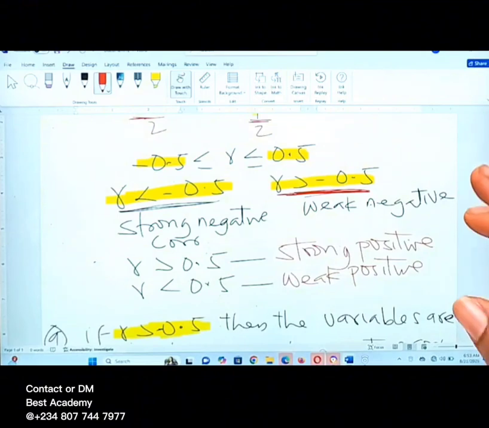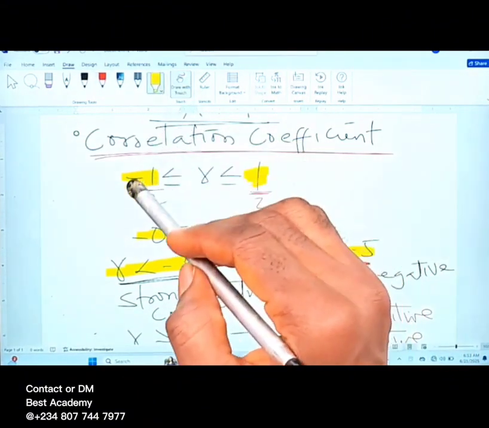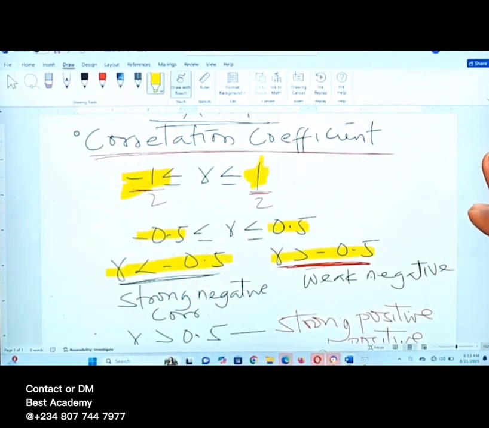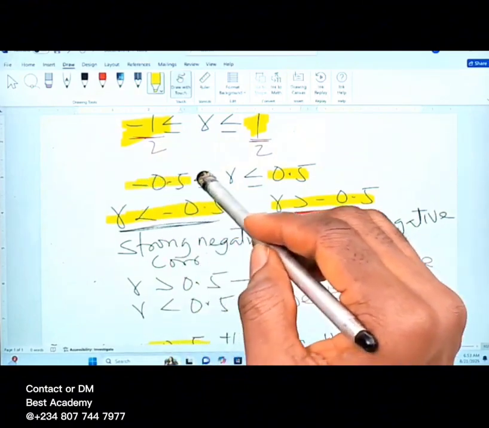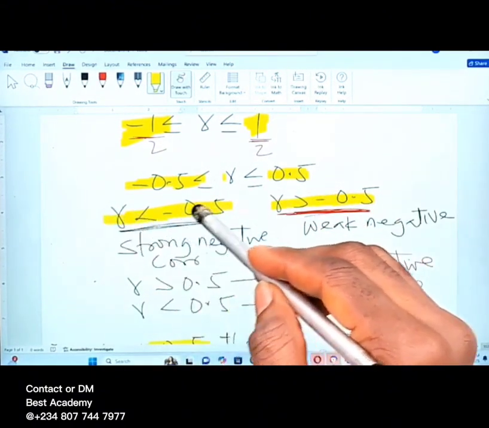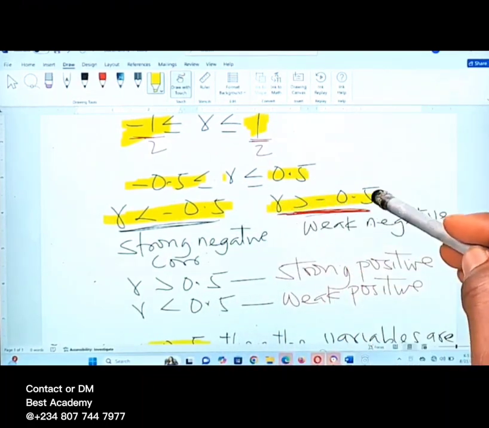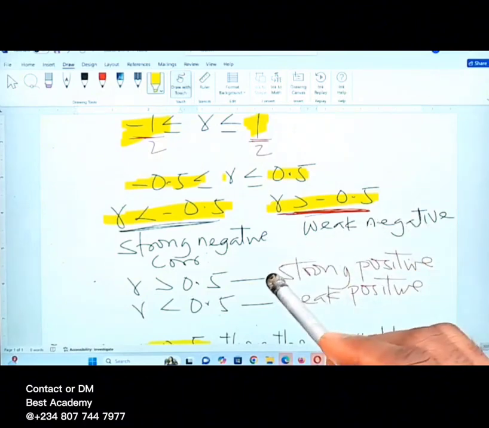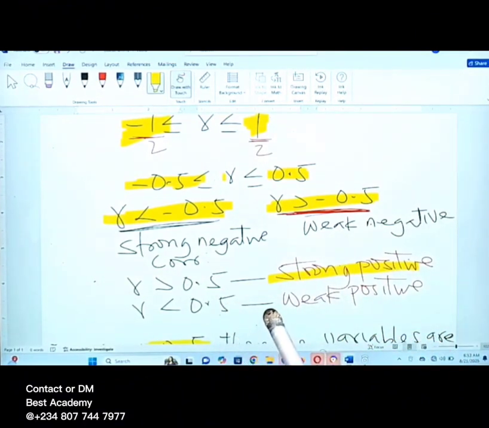So we have six ways to understand all the values. The first is when it is perfect, either -1 or 1. Then when it is strong negative or strong positive. We also have moderate negative and moderate positive. The next is weak negative or weak positive. So from this we have summarized the degree of correlation.